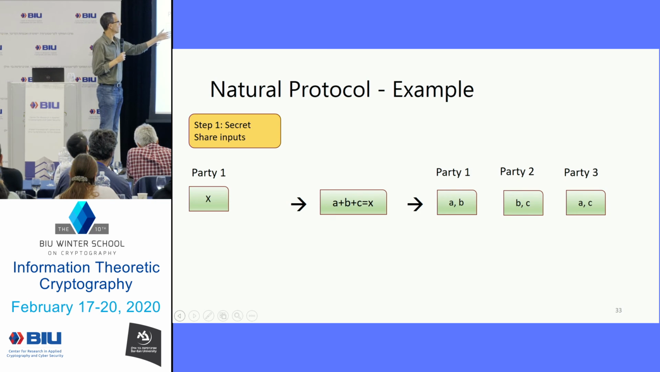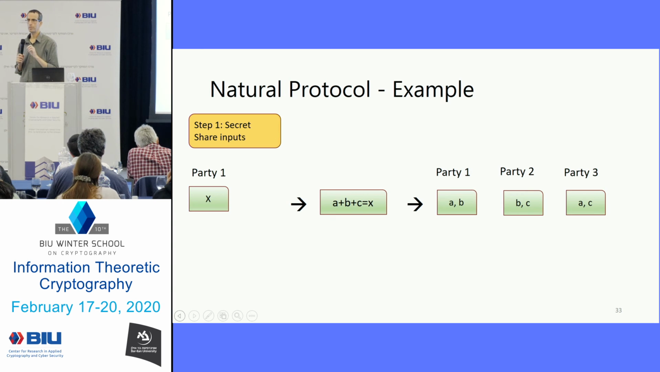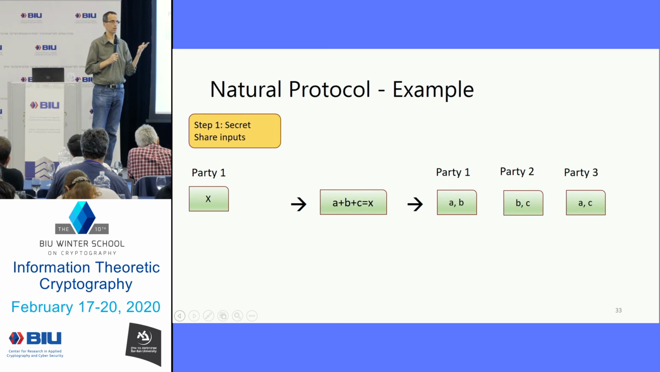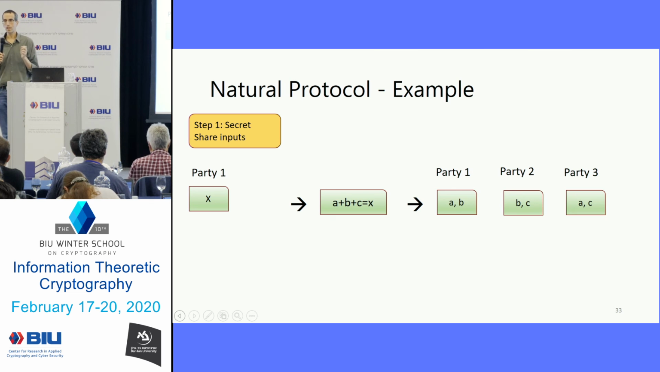So this is what it does. x is over the field. Party 1 chooses three field elements, A, B, and C, such that the sum of A, B, and C is x. And it provides 2 of these three elements to each of the parties. Party 1 gets A, B, party 2 gets B, C, and party 3 gets A, C. So each party separately doesn't have any information on x. It's missing one of the shares.